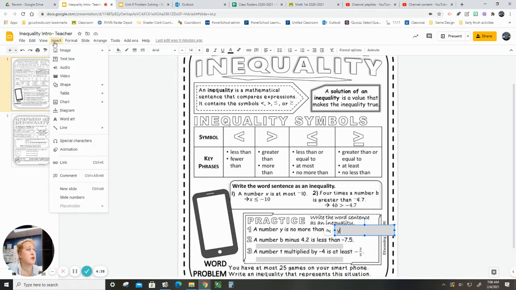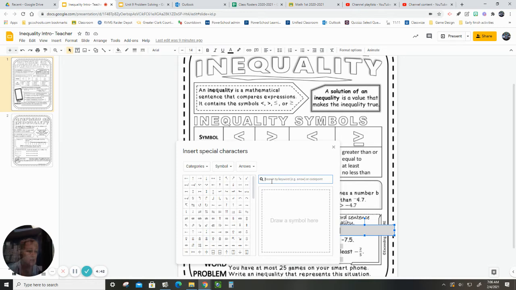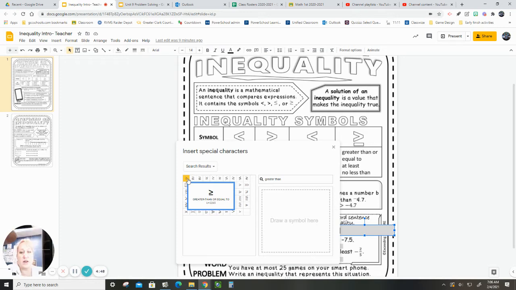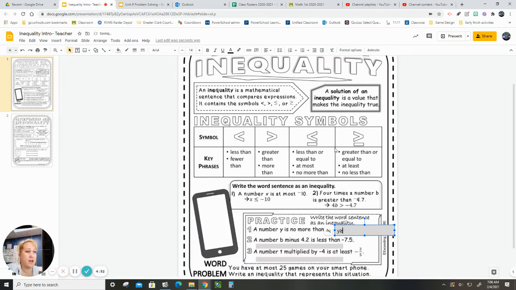So you have to go to insert, as we've done before, special characters, and I want greater than. And I look for the one that has the little line underneath. So I click that one, and I've got my symbol. Greater than or equal to, more than, and I can't see it. So let's move, negative 8. Type in the negative.